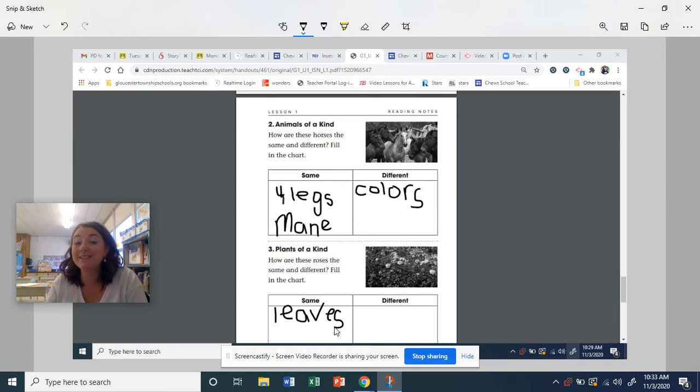Now, something that is different about them, it could be, is that they all are different colors or different sizes.